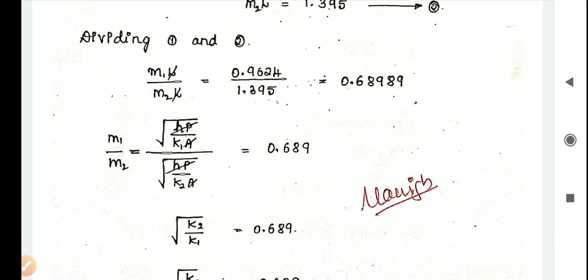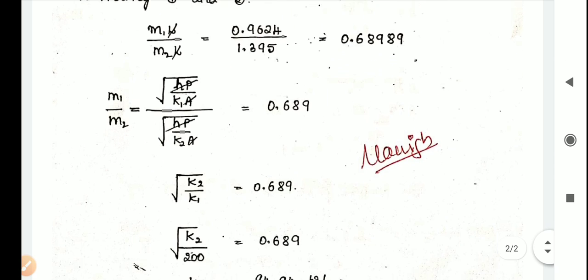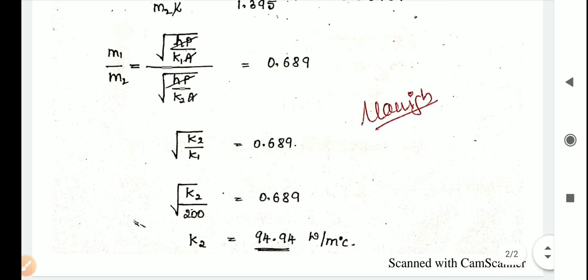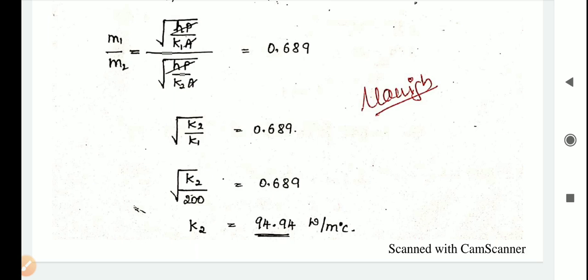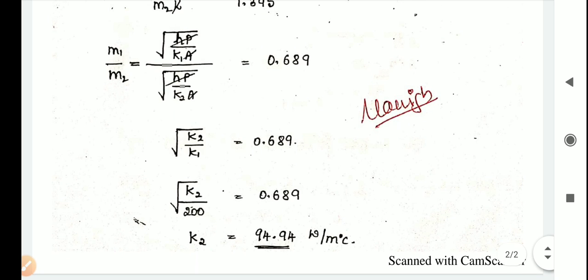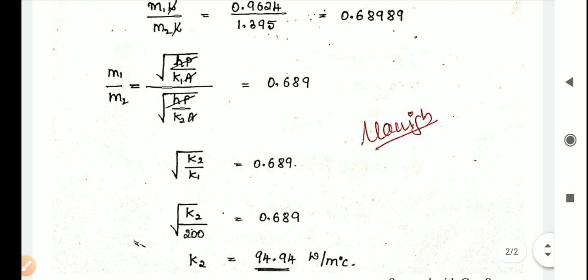So all the hP and area get cancelled, so the only remaining thing is square root of k1 and k2, right? So square root of k2 divided by k1 is equals to 0.689. So k1 is known, that is 200. So here only the unknown term is k2. So k2 becomes 94.94 watt per meter degree Celsius. Okay, it's the thermal conductivity of a specimen rod, that is 94.94 watt per meter degree Celsius. Thank you.